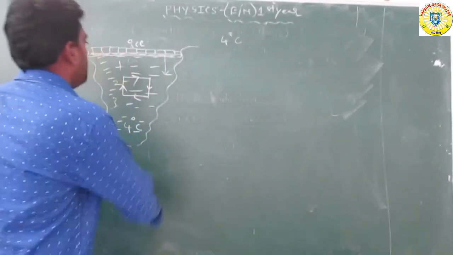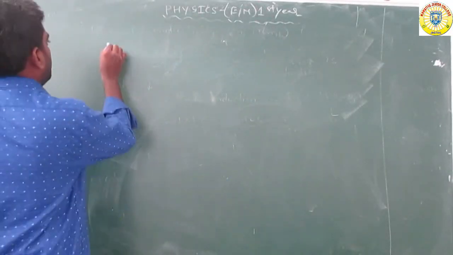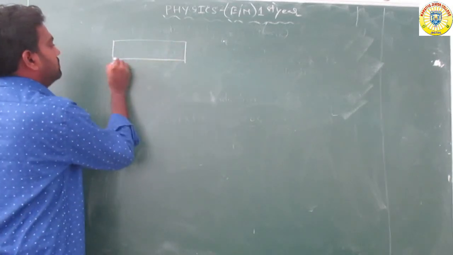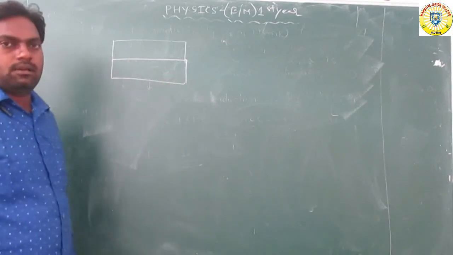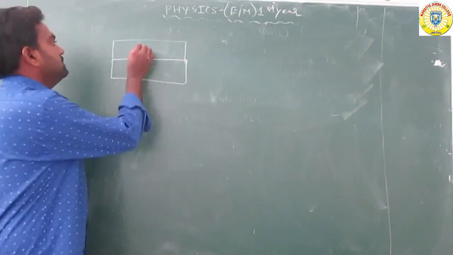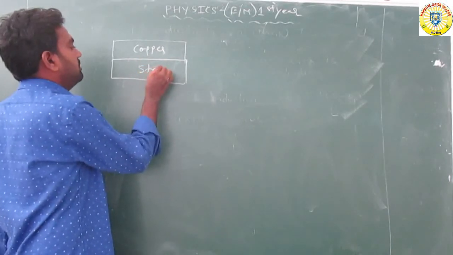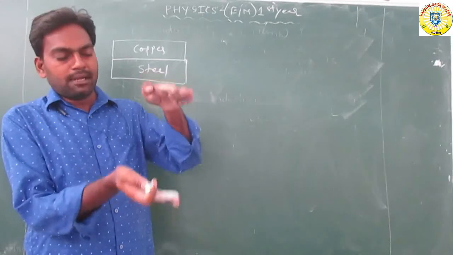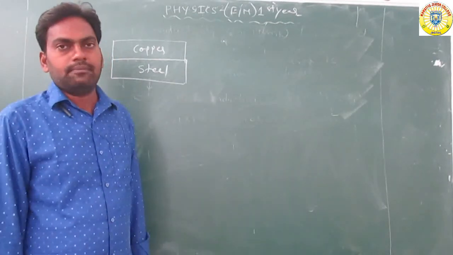Now another topic is discussed. Now we have taken copper and steel, two bars. These two bars are riveted together, attached one to another, back to back.